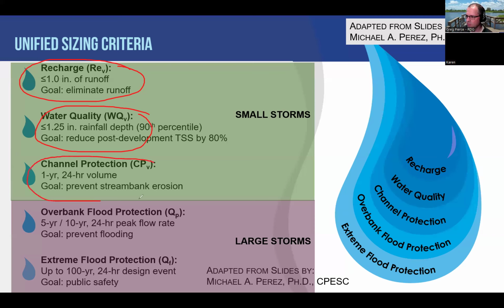And then multi-stage outlets is especially applicable to what we call the channel protection volume. I'll get into that in a little more detail in a minute, but really it's managing the water from storms that happen about once a year on average, which is between 2.5 and 2 3/4 inches of rainfall across the state. That is basically that storm event.